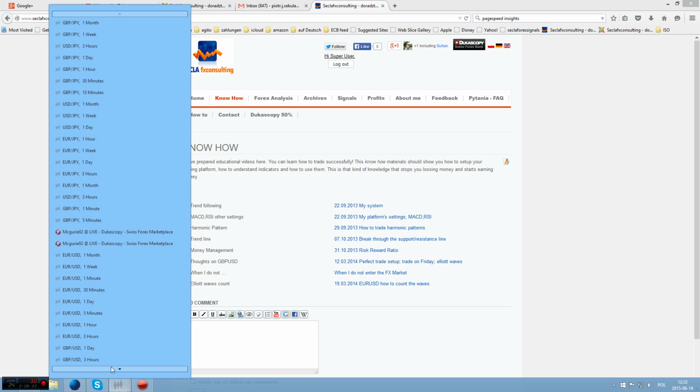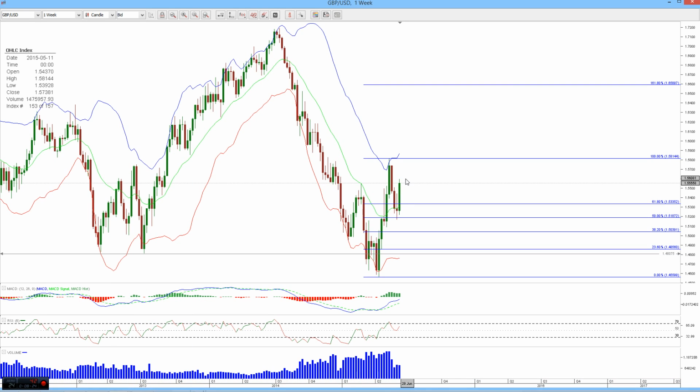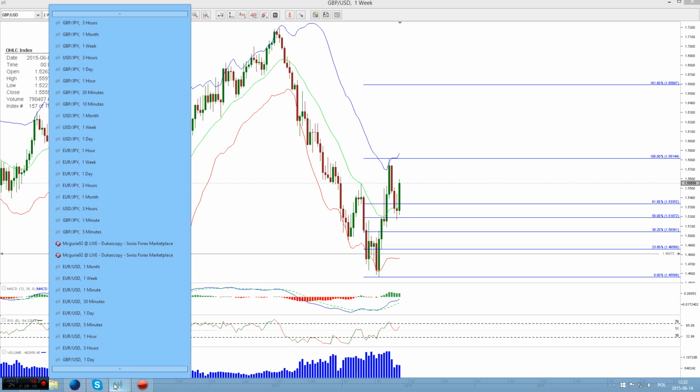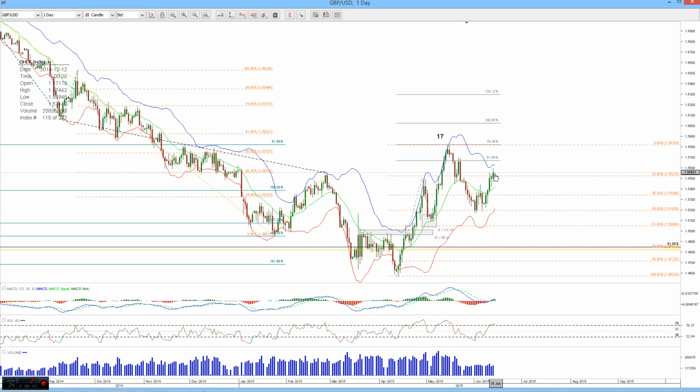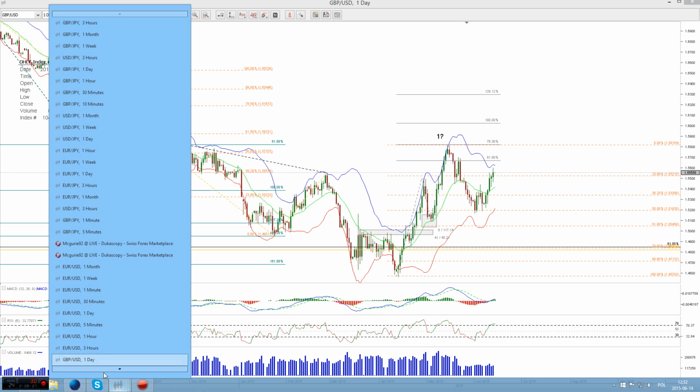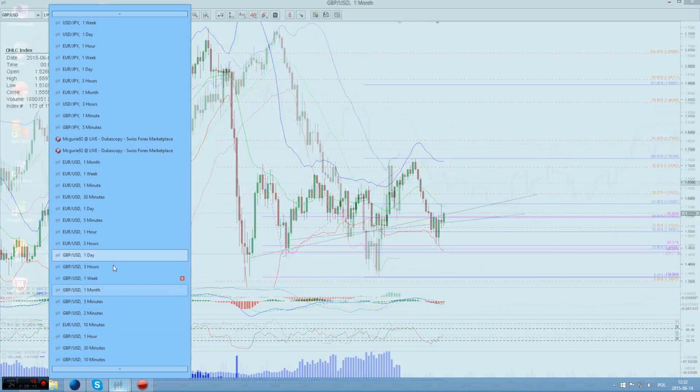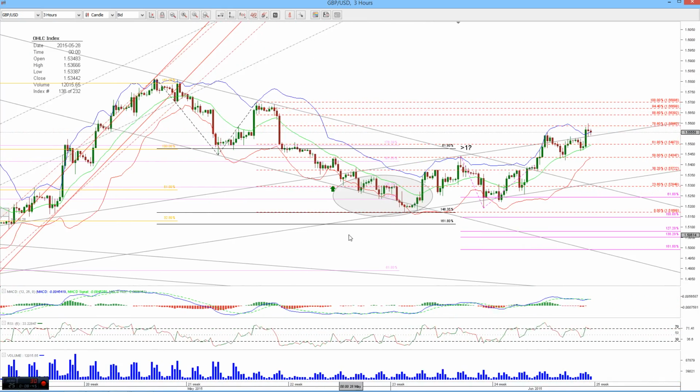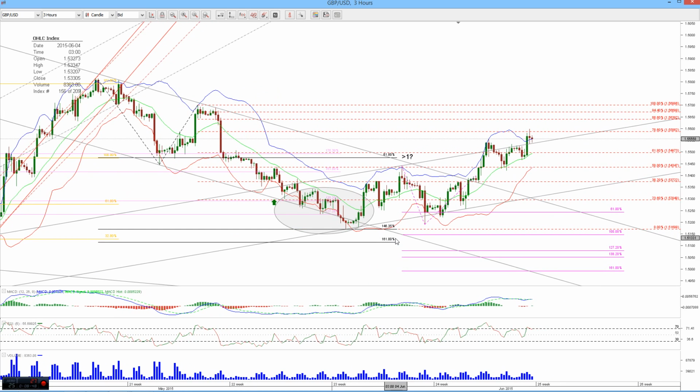So let's go back to this Great Britain pound USD. Okay, we've got a green candle on a weekly chart. There is a nice move on a daily. So let's go deeper to the 3 hours chart. I tend to check the market quite frequently on the 3 hours chart because there are chances to find nice trade setups on the 3 hours chart as well.